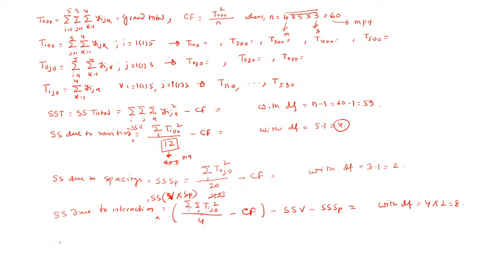So SS due to error, SSE, is SST minus SSV minus SSS minus SSV cross S, with degrees of freedom 59 minus 4 minus 2 minus 8.